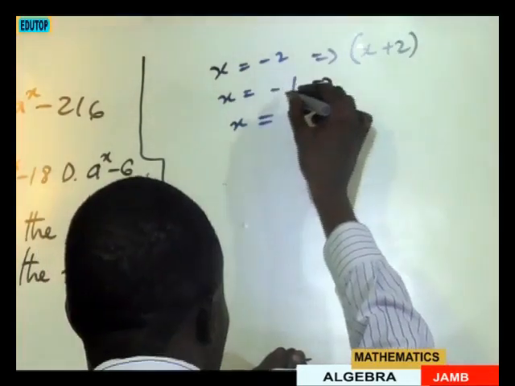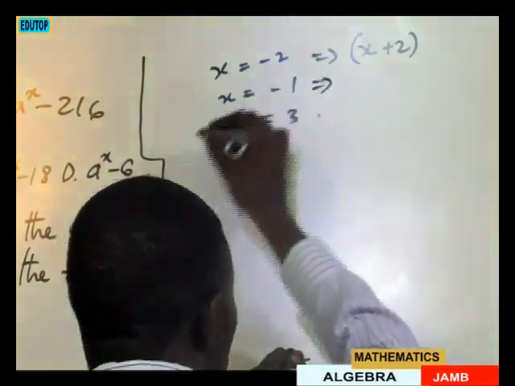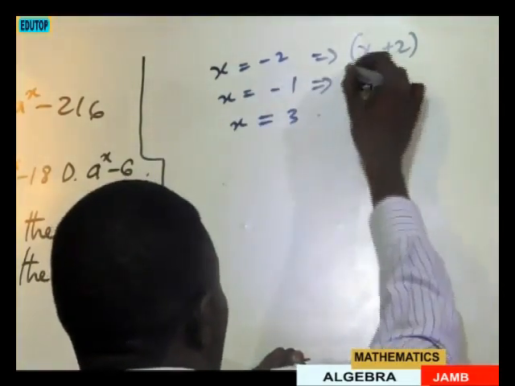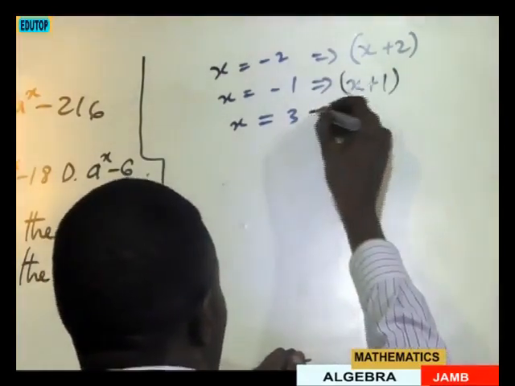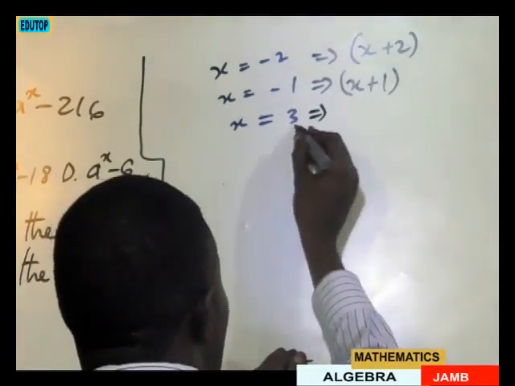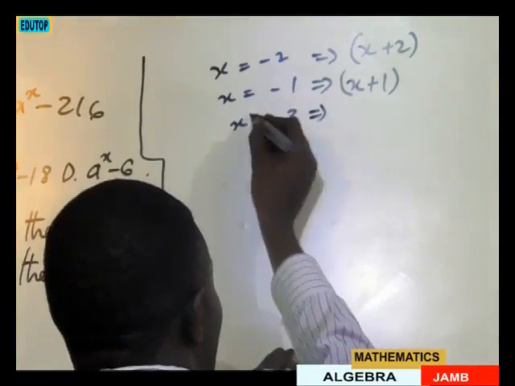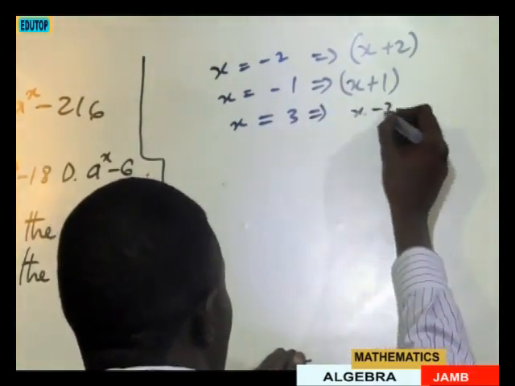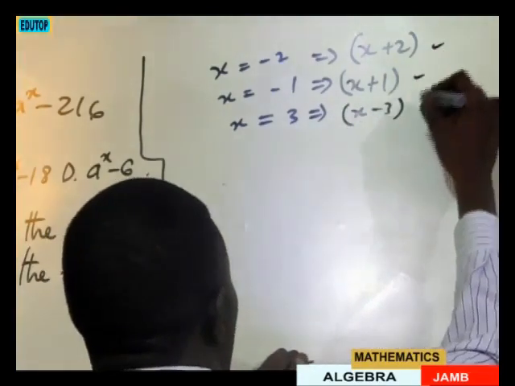If x is equals to -1 is a solution, then x, transfer it again. It becomes x plus 1. So x plus 1 is a factor. The other one too, when x equals to 3 is a solution, transfer it. X plus 3, when it crosses, it becomes -3. So x minus 3. You have seen these are the factors of the polynomial.